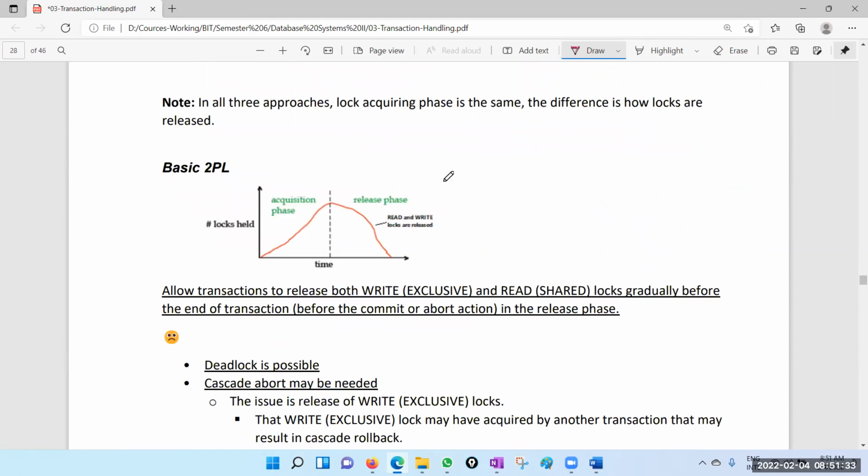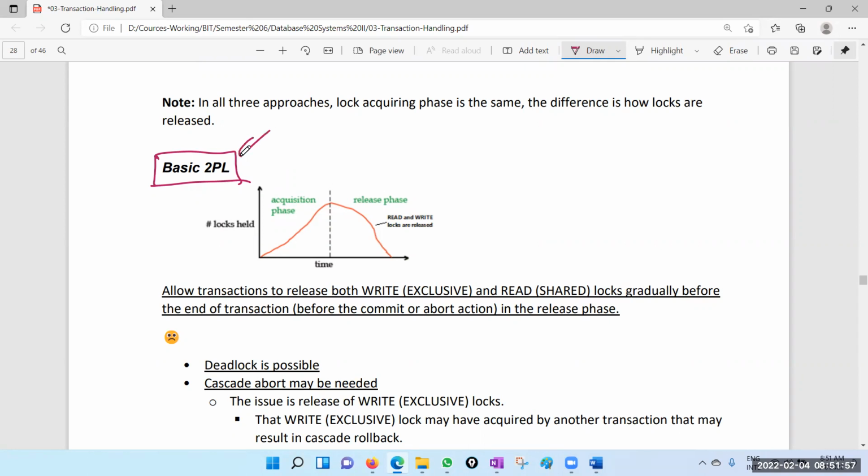Okay, so the basic two-phase locking. Now, if you have any doubt, you have to ask. It is your responsibility. I can't ask questions on your behalf. My responsibility is only to clarify if you ask questions. I can't study on your behalf. It is your task, your role.